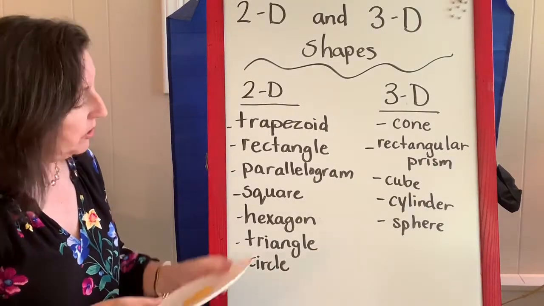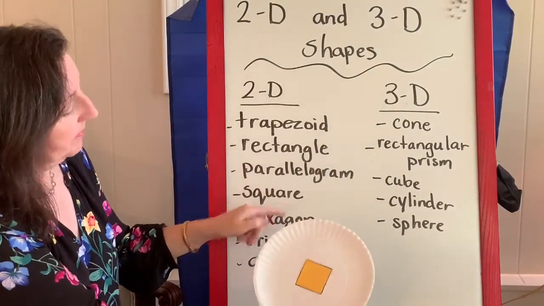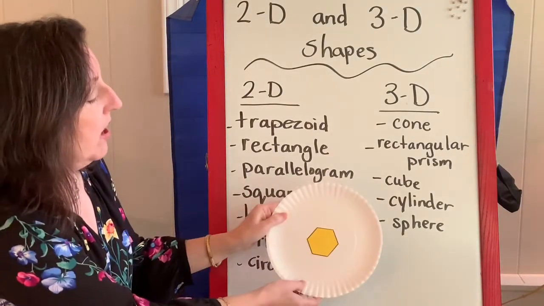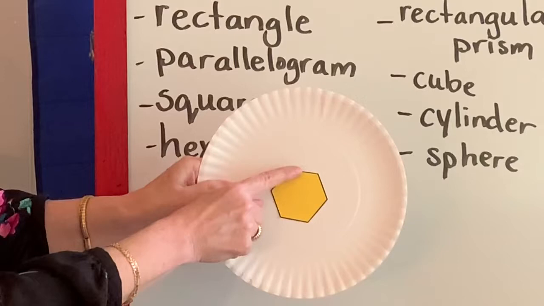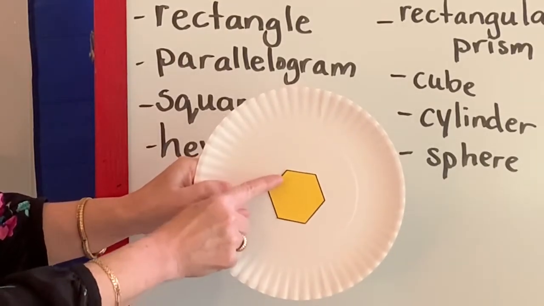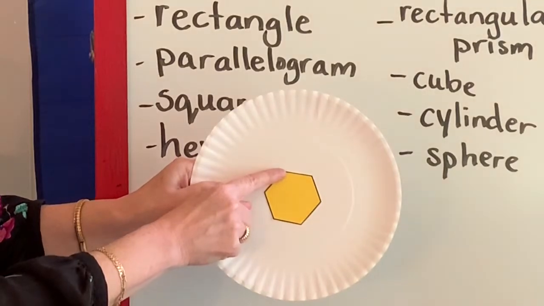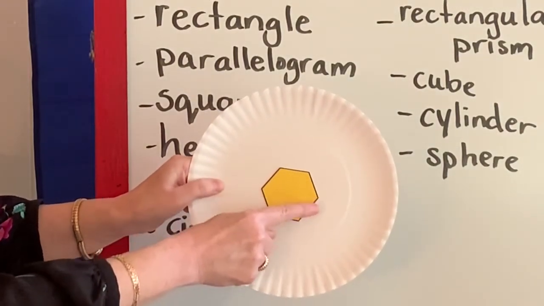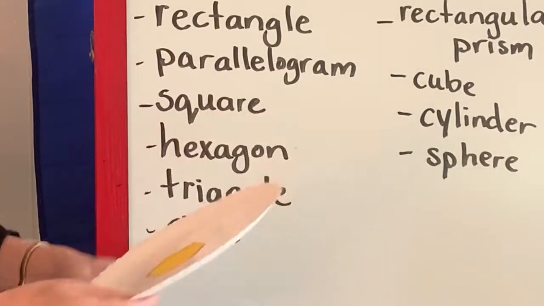I know you know this one, the square. And most of you might remember this is the hexagon. A hexagon has 6 sides, 1, 2, 3, 4, 5, 6. And it has 6 vertices. Remember, the vertices are our corners or our points. 1, 2, 3, 4, 5, 6.